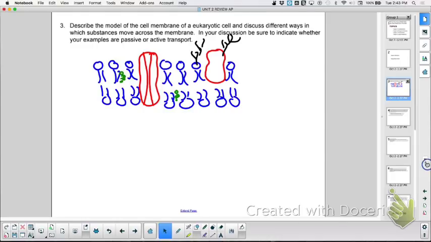And then in your discussion, be sure to indicate whether your examples are passive or active. So you need to flesh that out a little bit, but that's a good starting point, yes?